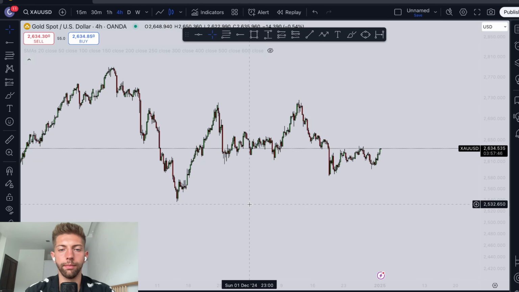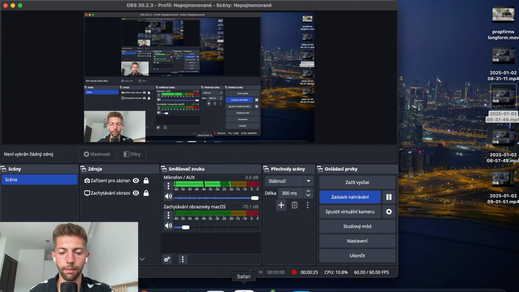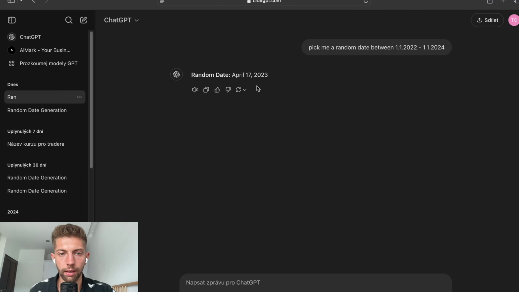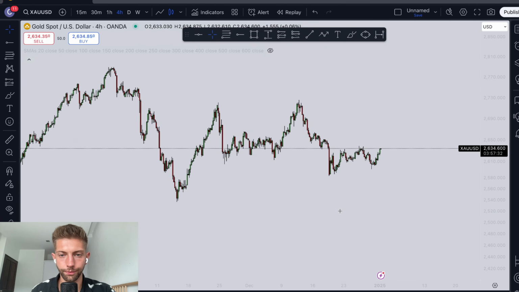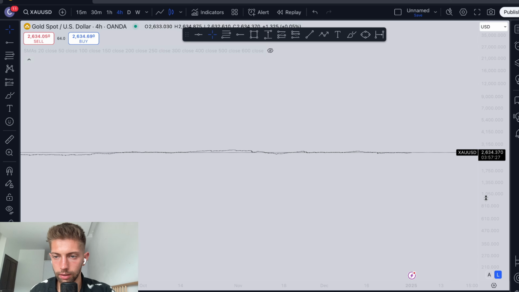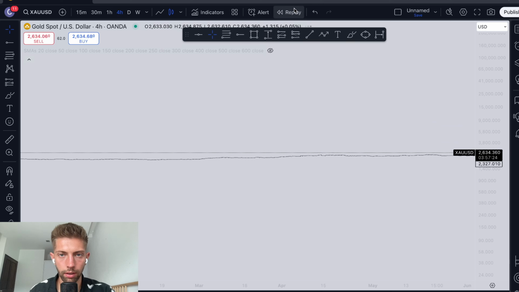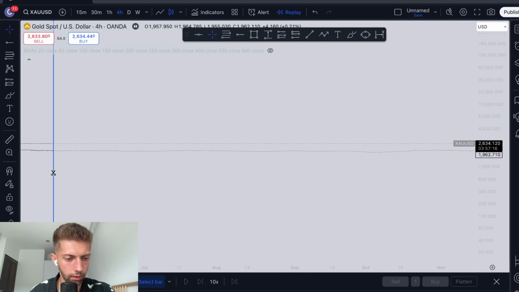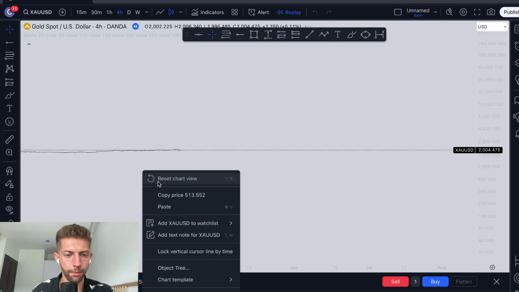Backtesting session part 2. So, as last time, I'm going to be using ChatGPT to pick my date. And we got April 17 of 2023. So let's see the chart, making sure I don't see the data, and let's do April 17, which is right here.